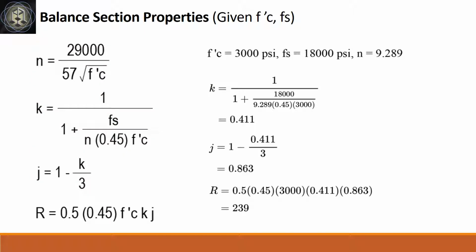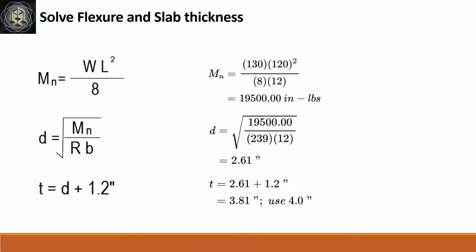Now solve the balanced section properties given f'c equals 3000 psi and fs equals 18,000 psi. After doing the calculations, we get n equals 9.289, k equals 0.411, j equals 0.863, and R equals 239. Proceed to flexure and slab thickness.